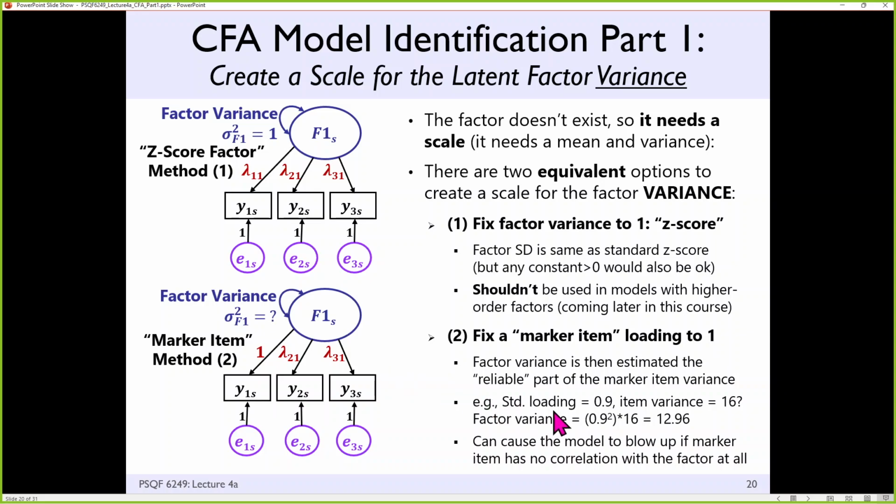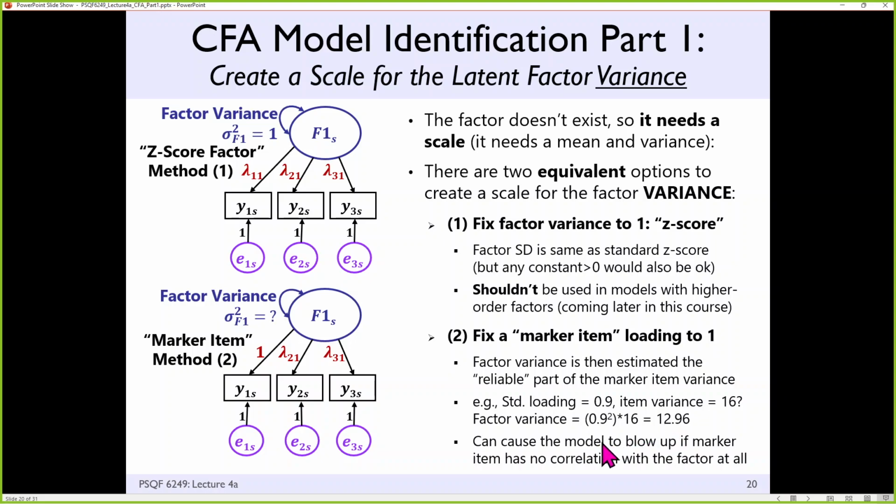So as an example, if I have a standardized loading and the item variance was 16, then I take that loading and square it, so that's like the proportion of variance that's due to the factor, times the total amount of variance, that gives me this number. So then on your output, the factor variance would magically be 12.96.